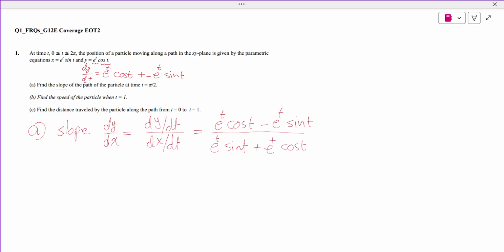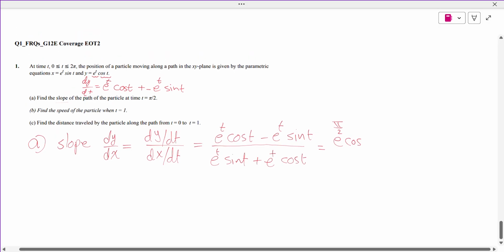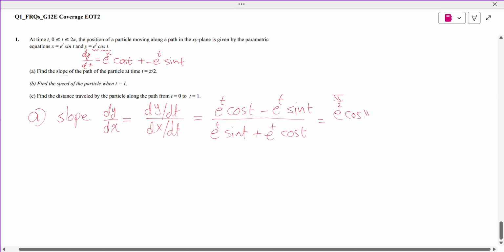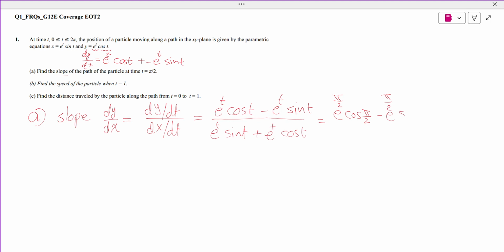So this is dy over dx, but we need to plug in now pi over 2. So if we plug in pi over 2, this is e to the power of pi over 2 cos of pi over 2 minus e to the power of pi over 2 sine of pi over 2, all over e to the power of pi over 2 sine of pi over 2 plus e to the power of pi over 2 cos of pi over 2.